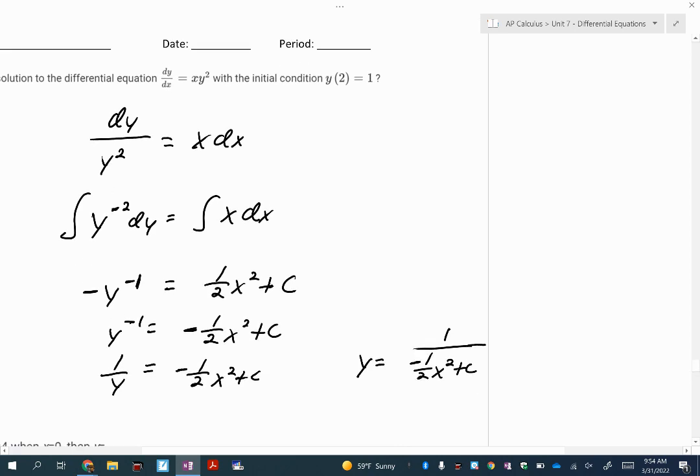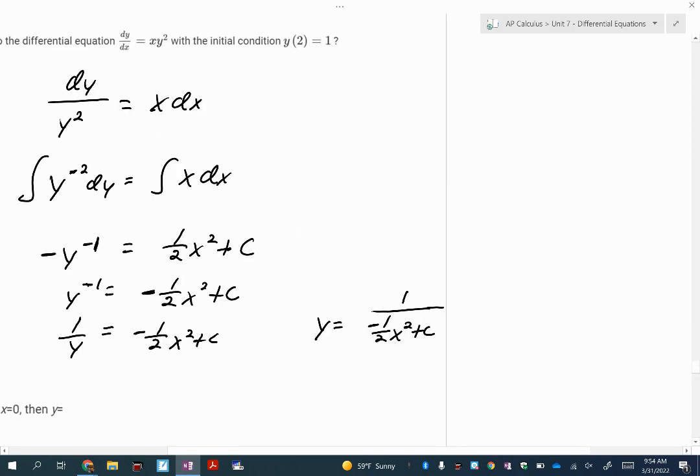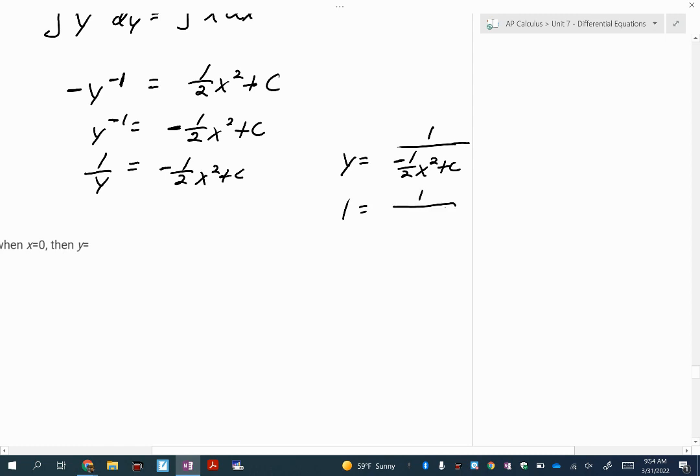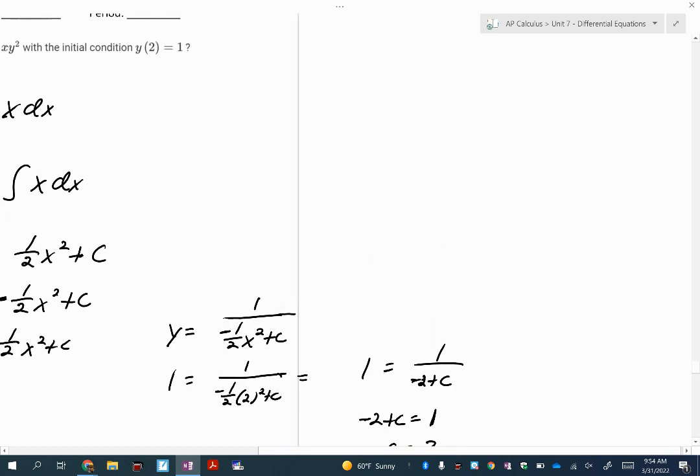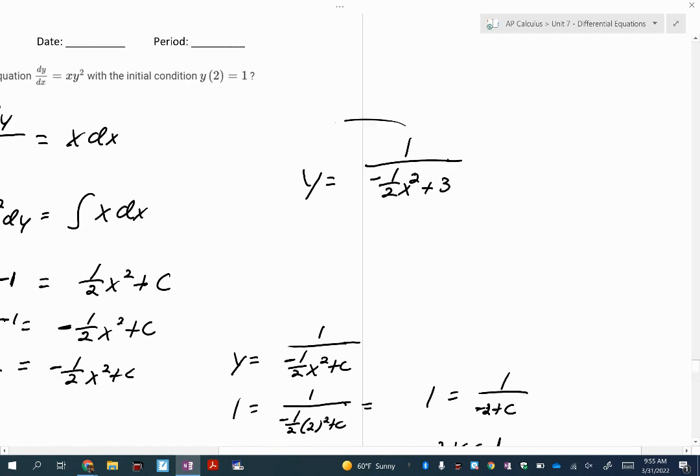We're ready to plug in our initial condition. So when x is 2, y is 1. So this is 1 when x is 2. That's going to be 2 squared is 4. Half of 4 is going to be 2. That's negative 2. So 1 equals 1 over negative 2 plus c. Move that over, and you get negative 2 plus c equals 1. So c is equal to 3. So my answer that I'm writing down is 1 over negative 1/2 x squared plus 3.